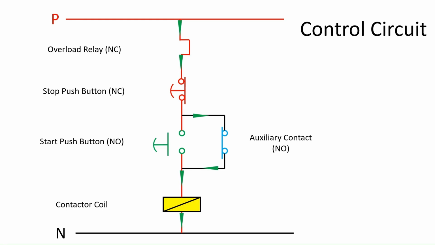When the stop push button is pressed, it interrupts the circuit and de-energizes the contactor coil. The contactor then opens its main power contact to stop the motor and also opens the auxiliary contact.